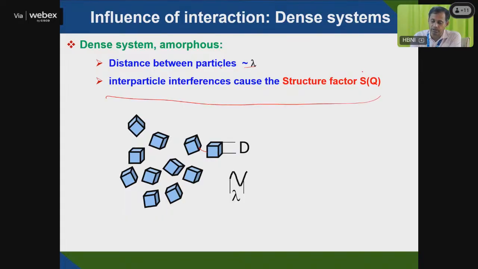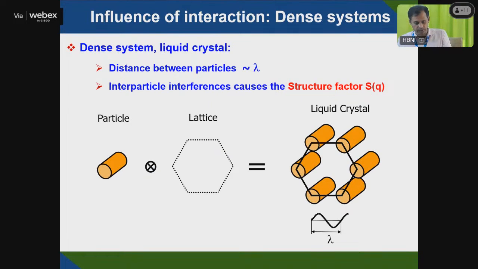So interparticle interaction causes the structure factor, mainly in dense systems like amorphous material. For all types of dense systems, the structure factor will be mainly dominating. Then there is the other case, the liquid crystal structure, which is hexagonal. If you see here, there is one particular particle and the lattice positions. In the liquid crystal, the interparticle interaction will be dominant between the particles close to each other, and the structure factor information will be predominant.